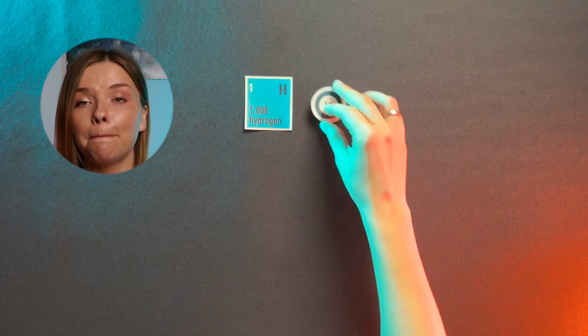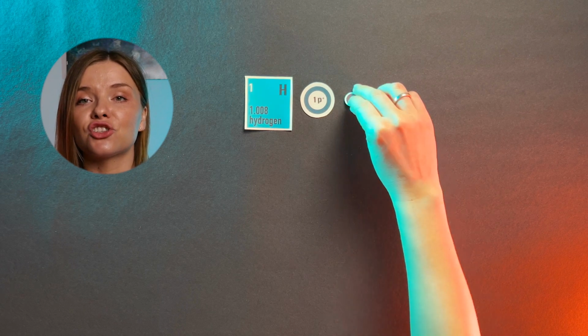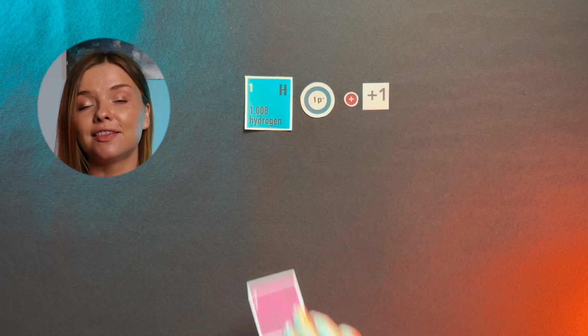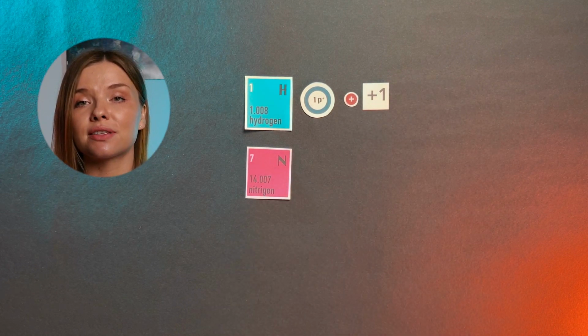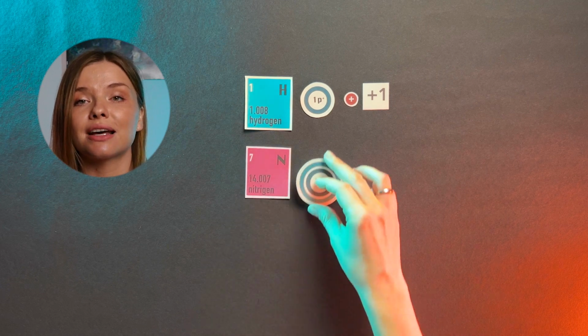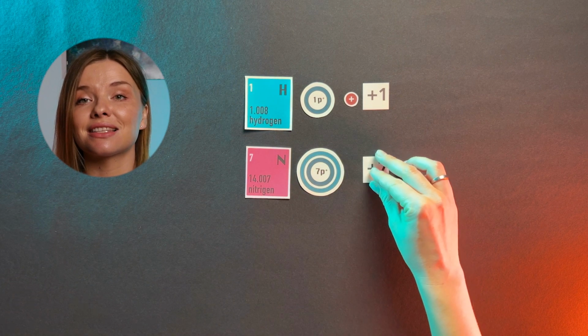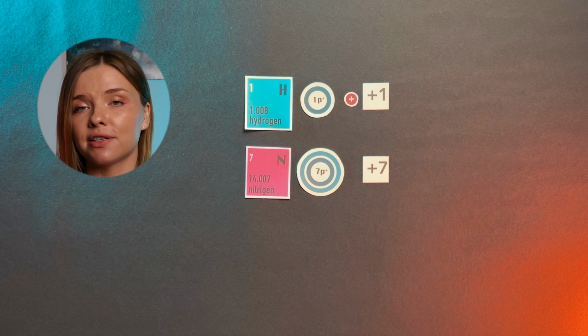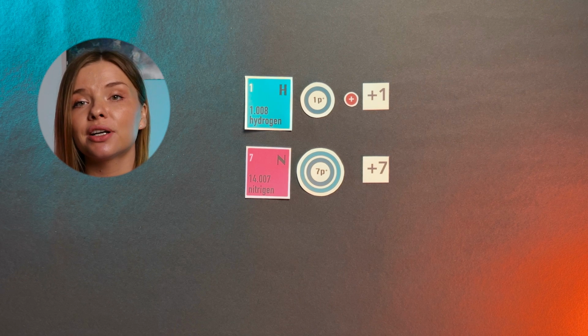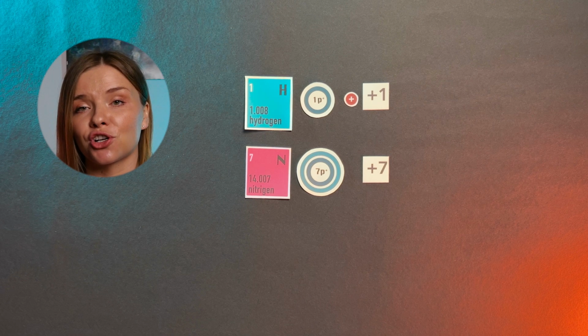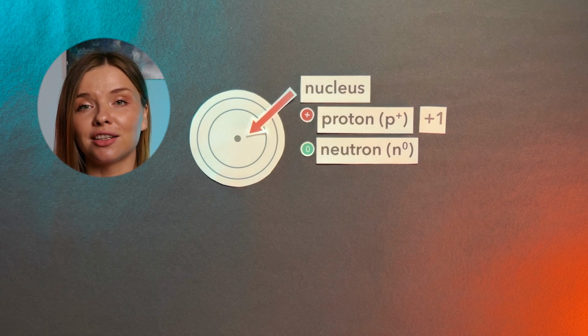For example, hydrogen has atomic number 1, meaning its nucleus has a charge of +1. Nitrogen has atomic number 7, so its nucleus has 7 protons and a charge of +7. So in general it's quite simple: we just look at the atomic number and find the number of positive charges in the nucleus. Now back to the atom.